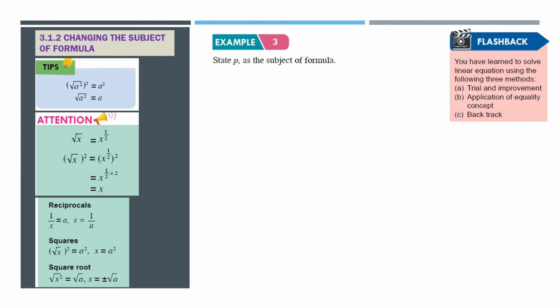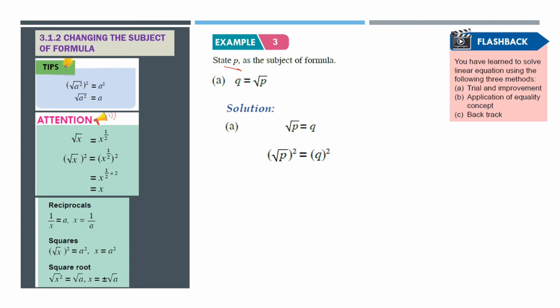Okay, let's look at example 3. State P as the subject of formula. A. Q equal square root of P. Solution. Okay, because we need to state P as the subject of formula, we need to always remember to make the subject of the formula on the left side. So, square root of P equal Q.